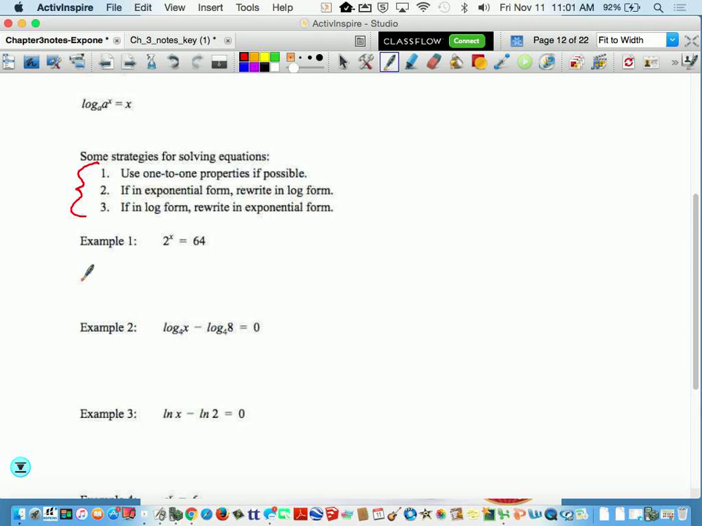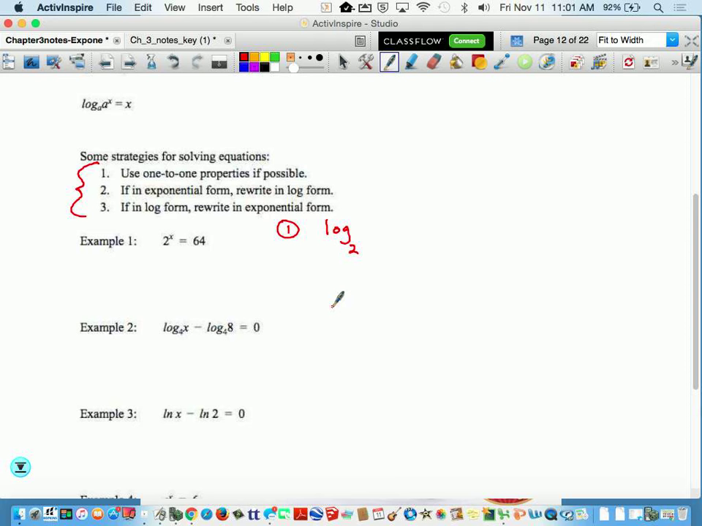So, example number 1. When the variable is in the exponent, there's nothing you can do mathematically to solve it. That's not a good place to solve it. So technically what you're going to do is switch into the logarithm form. So one method is to take me literally. If the log or exponential base is 2, what's your logarithm base going to be? Log base 2.